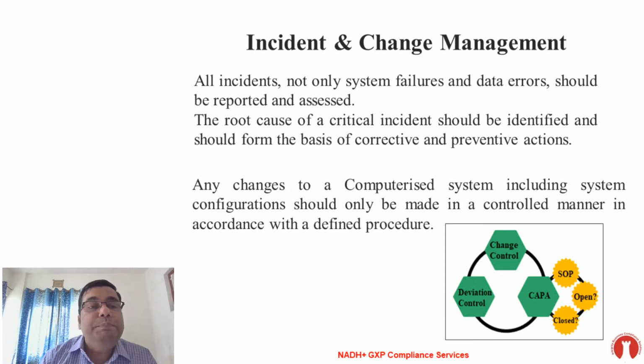Don't worry about that. Any changes to computerized systems, including system configuration, should only be made in a controlled manner in accordance with a defined procedure. Very good requirement. Let me explain this requirement in detail. Many people, what they do, I am having this computer, in that some software I am using. If some updation in the software is there, they raise the change control. Perfectly right. I agree with them, no problem.